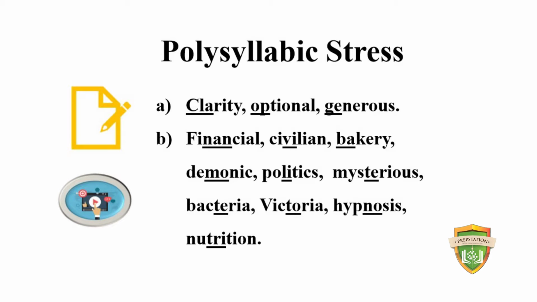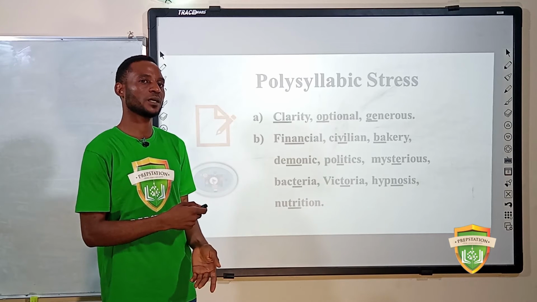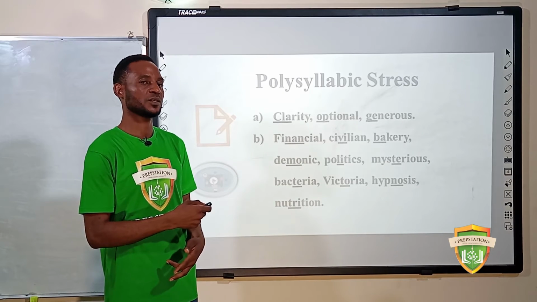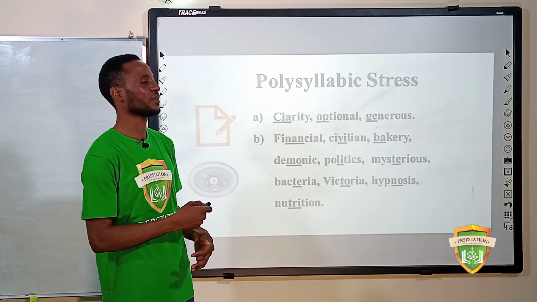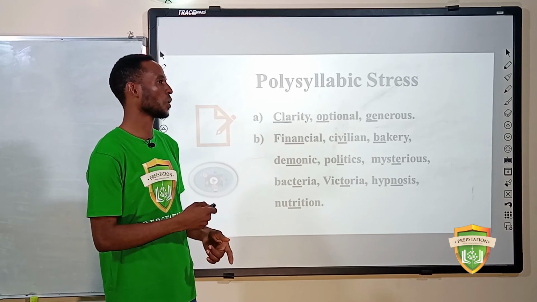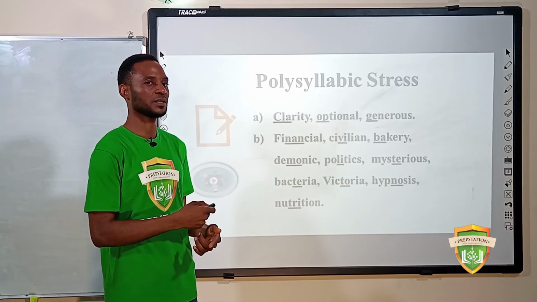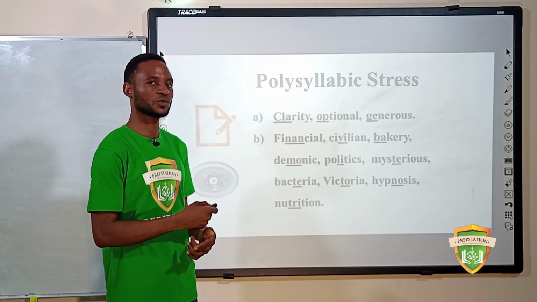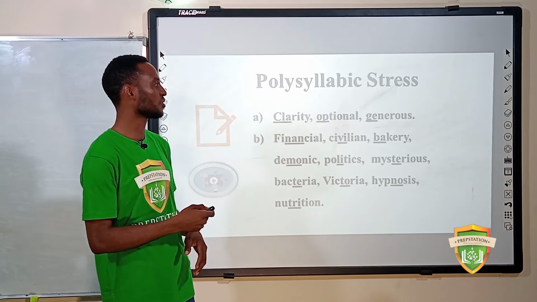So this should guide you in words like philosophy. Philosophy is also going to be on LO. Philosophy. Do you understand? Geography. Geography. So it's on the third syllable. The O is the one that receives the primary stress.